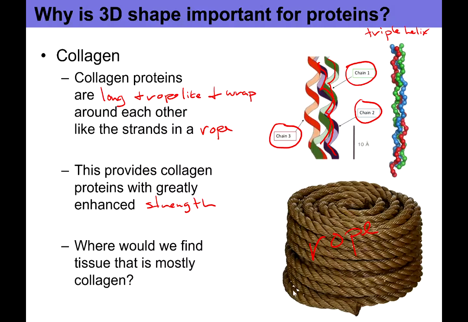And so tissues with lots of collagen have much greater strength. The tissues that have lots of collagen are bone and tendons and ligaments. The ligaments that hold your joints together, the tendons that attach your muscles to your bones, the bone itself, are full of collagen. Because collagen is a very strong protein that provides the tissues that contain it with lots of strength, with lots of ability to resist physical force.